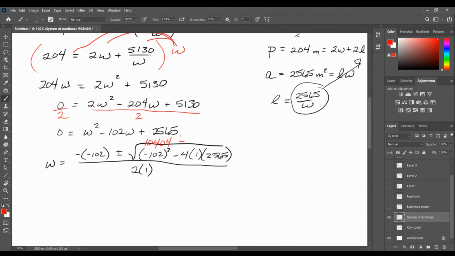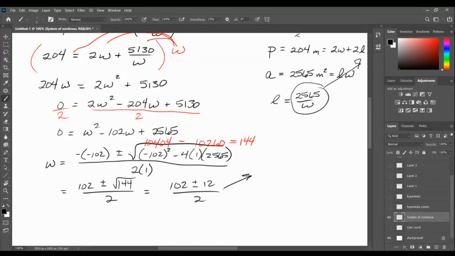4 times 2565 is 10,260. And 10,404 minus 10,260 is 144. That's a nice square that we're familiar with. So we've got 102 plus or minus the square root of 144, over 2. So 102 plus or minus 12 over 2.